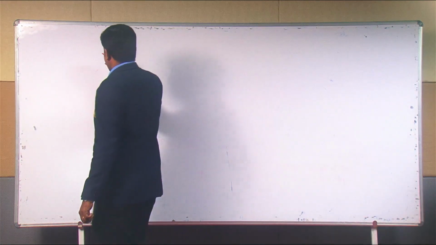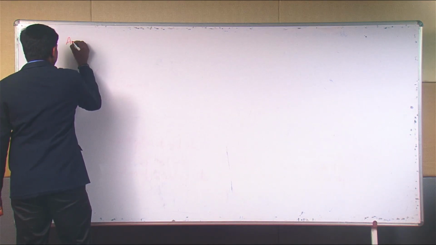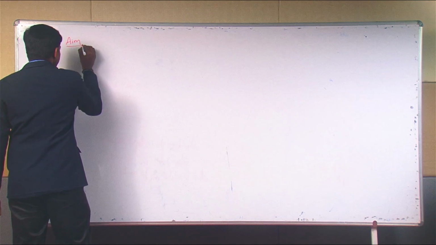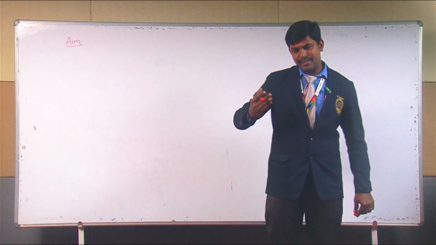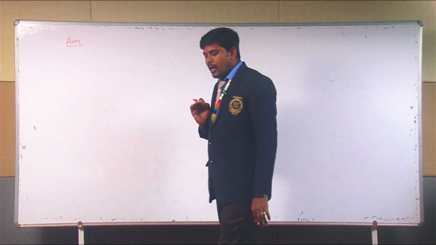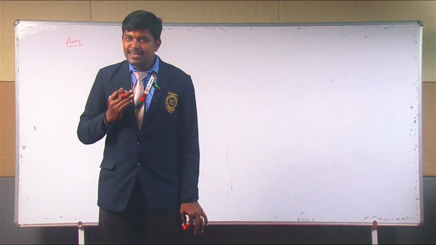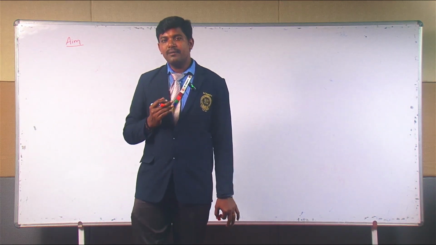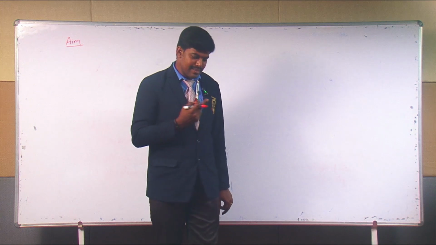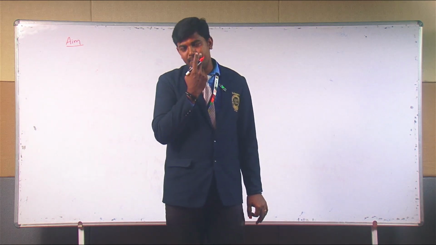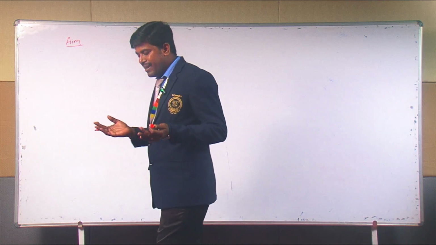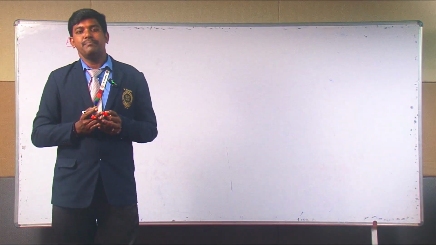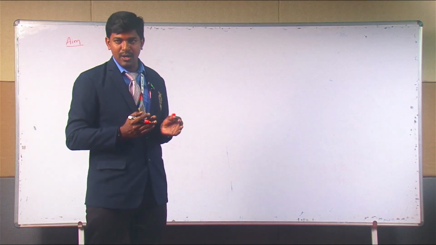Okay, the first one is the aim. It's as simple as a single line. We are going to estimate the hardness of water by EDTA method. As I mentioned earlier, there are two types of hardness, temporary hardness and permanent hardness. If we club the temporary hardness and permanent hardness, that is called total hardness.